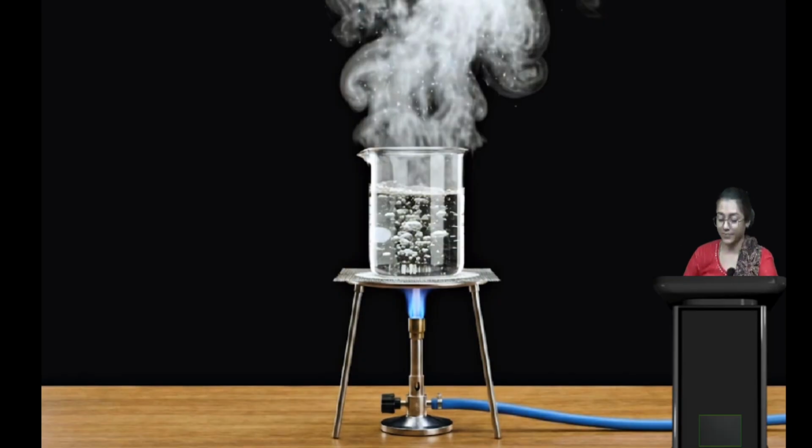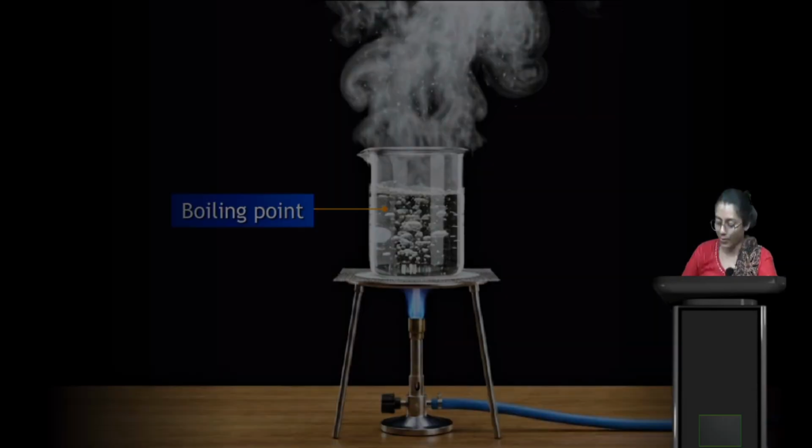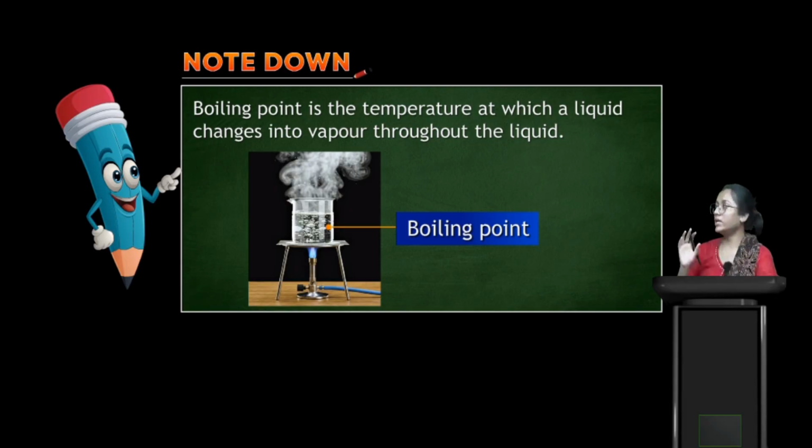It is the lowest. The temperature at which water starts boiling and becomes water vapor is known as the boiling point. So note it down, everyone. Boiling point is the temperature at which a liquid changes into vapor throughout the liquid. Clear, everyone?